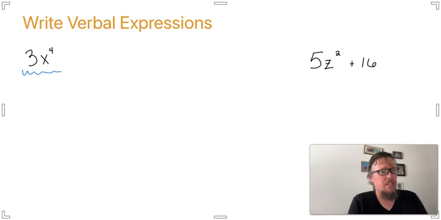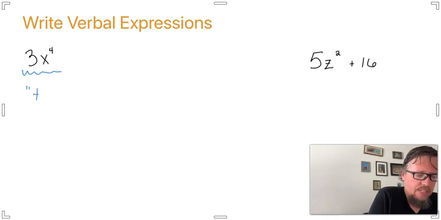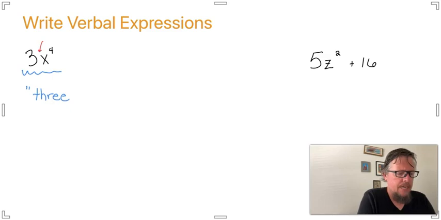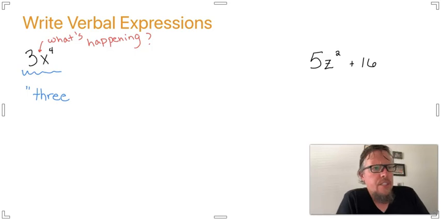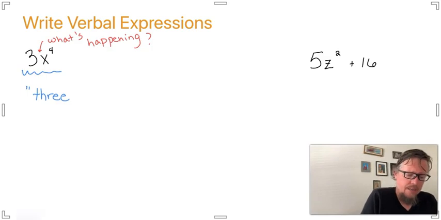Well, the first part is pretty obvious because the first thing that we see is the number 3. So if I was going to say this out loud, the first thing I would say would be 3. Now, the next question is, what's happening in between the 3 and that variable x? Right here in this spot, what's happening? In other words, what operation is occurring? Is this addition, subtraction, multiplication, or division? And the answer is multiplication.